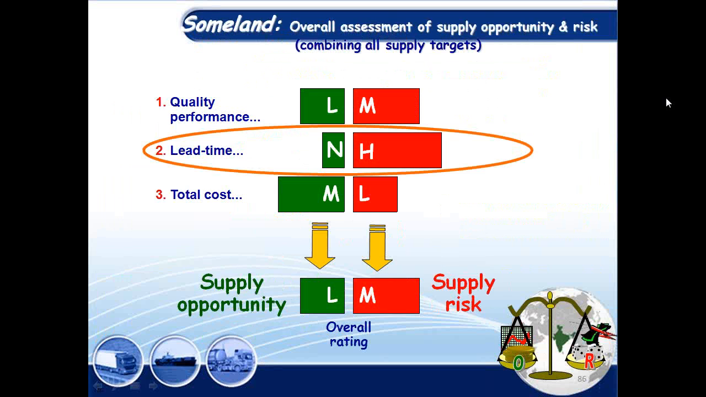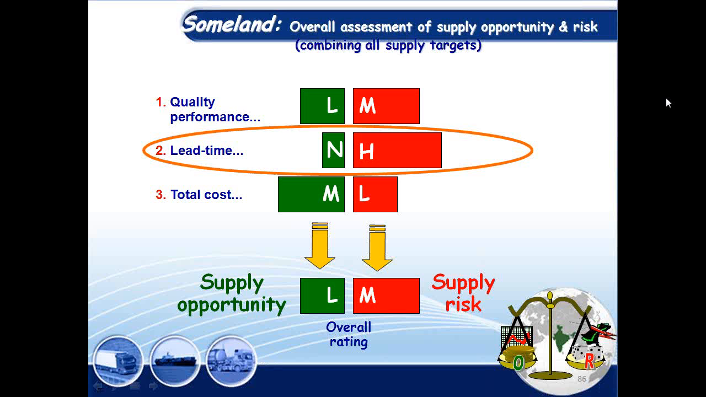Now here we see the summary and overall assessment of supply opportunity: quality performance, lead time, total cost. Combining the supply targets, on the quality side you're low. On lead time you're moving from N to H. So opportunity is N, negligible, but the risk is very high. Similarly, for the total cost of buying, opportunity wise it is medium and supply risk wise least.